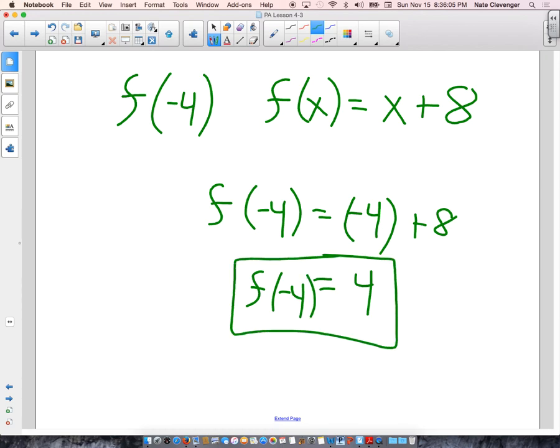Okay, so work hard on those worksheets. They shouldn't require a great amount of effort to get through if you understand you're just plugging in for x. So work hard, be good.